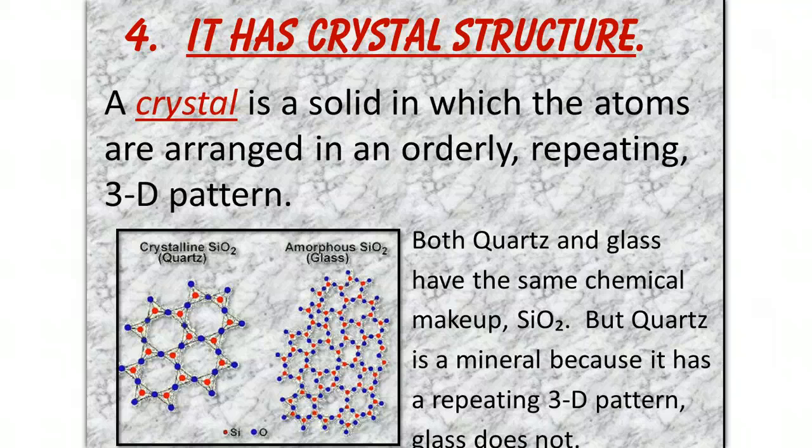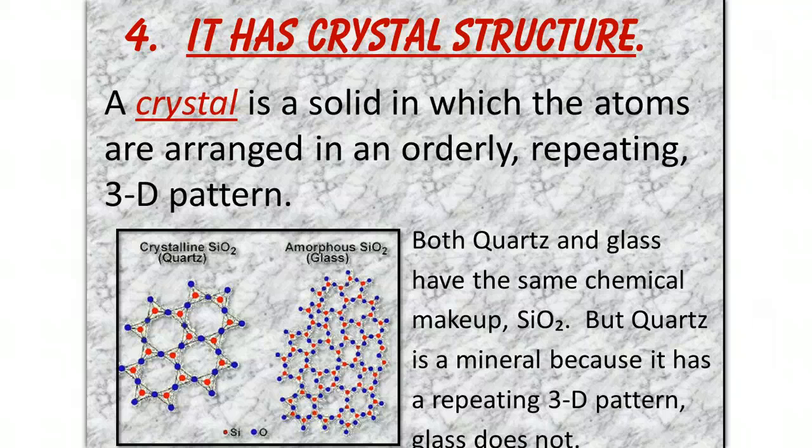So quartz is a crystal, a mineral that is made from silicon and two atoms of oxygen. Glass is made of the same two elements. However, quartz is considered a mineral because it has a repeating 3D pattern. You see how it has a distinct pattern to it.